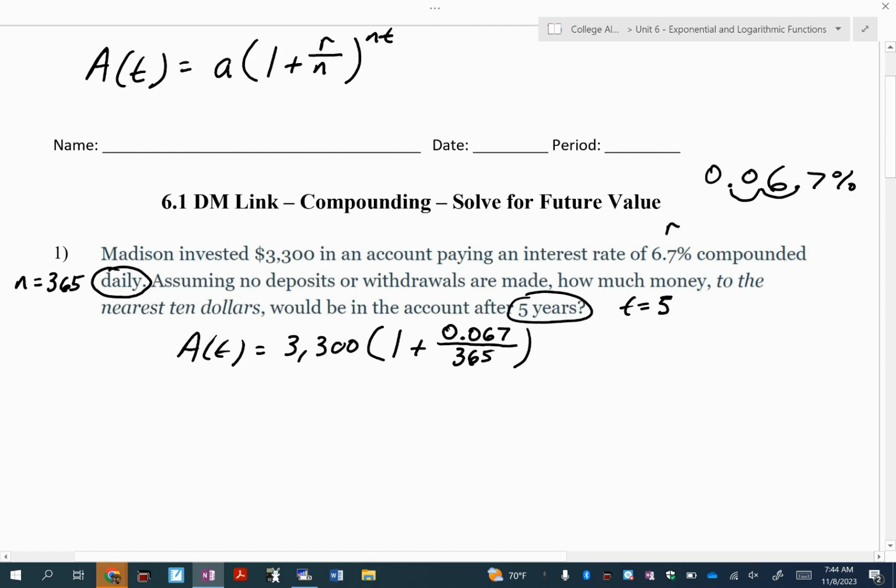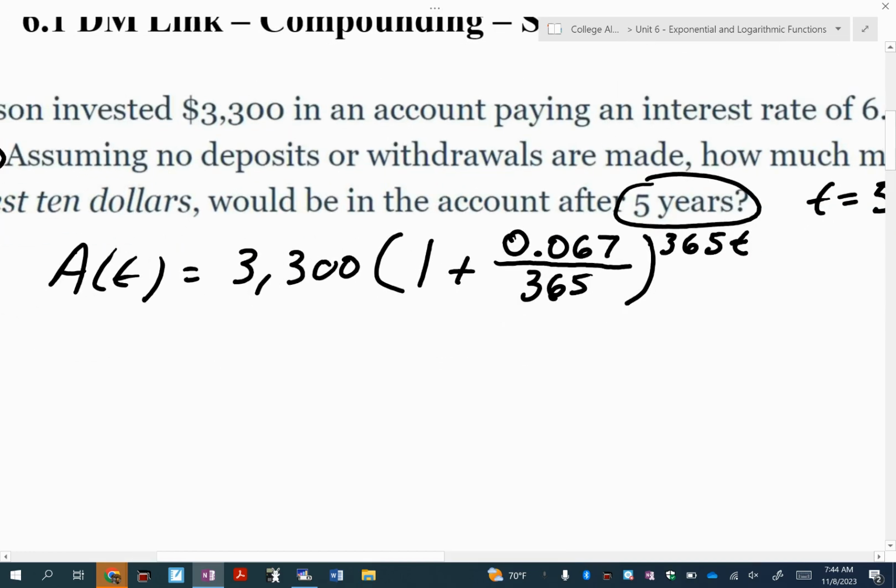Nice, Michael. Raised to the power of 365t. I'm going to zoom in for you. Everybody have that down? This is going to take some time for your brain to see this. I don't know if you've seen this before. Did you guys see this last year in Algebra 2? You could have, right? You might have, but if you didn't, you're seeing it now.